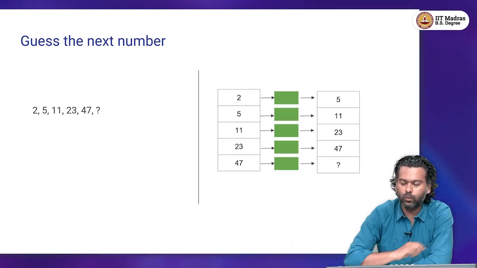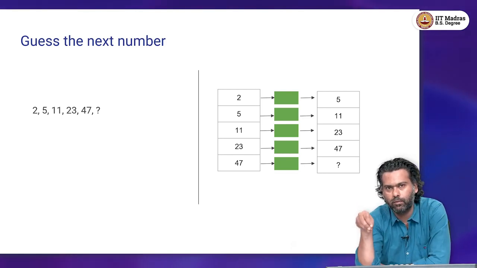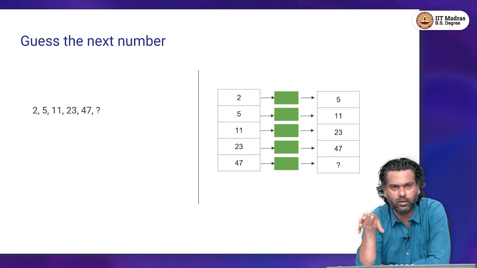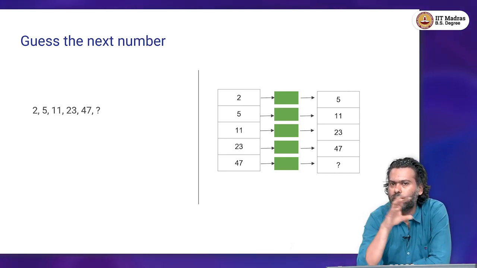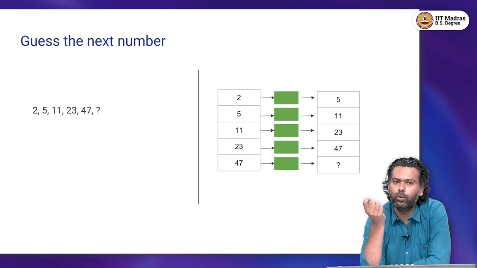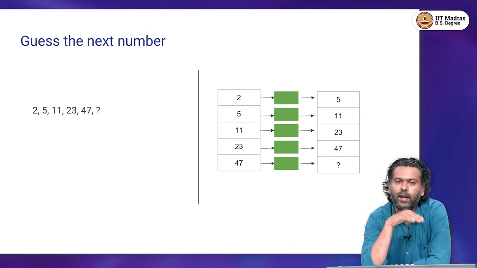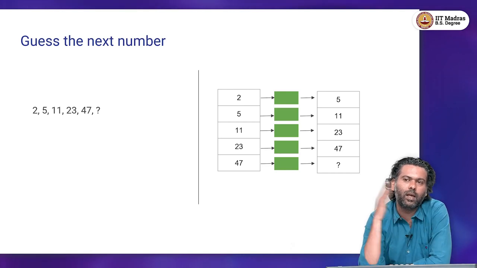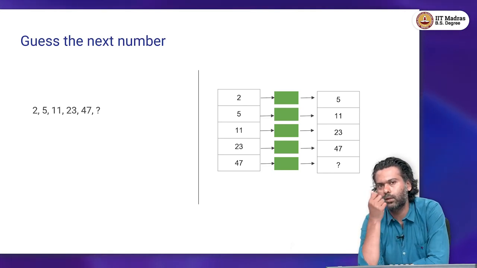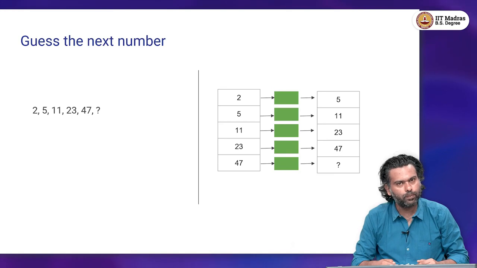One way to think about this is: if I give the input as 2, the next number becomes 5. If I give the input as 5, the next number becomes 11. If I give 11, the output is 23. If I give 23, the output is 47. If I give 47, what would be the output? So what is the relation between input and output that is common for all these numbers? If I can find such a relationship, then I can apply it to 47 and get the answer. Again, if you need more time, pause and think. It's not actually too hard.